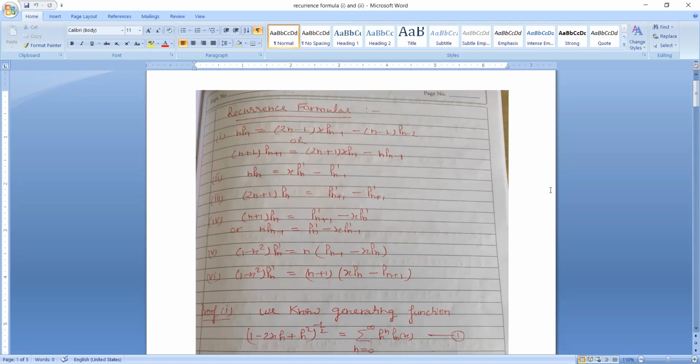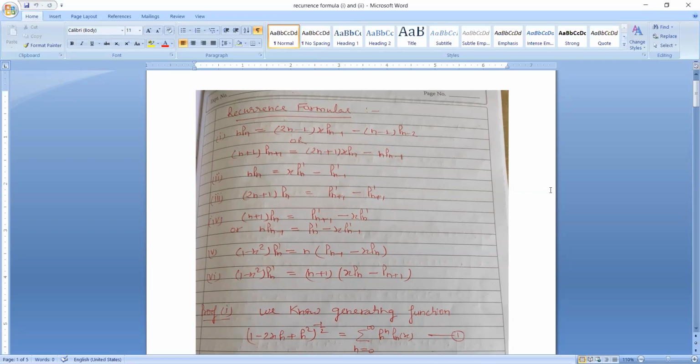Second, nPn is equal to xPn dash minus Pn minus 1 dash. And third, (2n plus 1) Pn is equal to Pn plus 1 dash minus Pn minus 1 dash. Fourth, (n plus 1) Pn is equal to Pn plus 1 dash minus xPn dash, or nPn is equal to xPn dash minus Pn minus 1 dash.